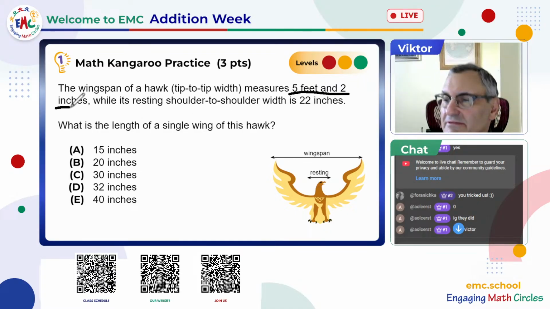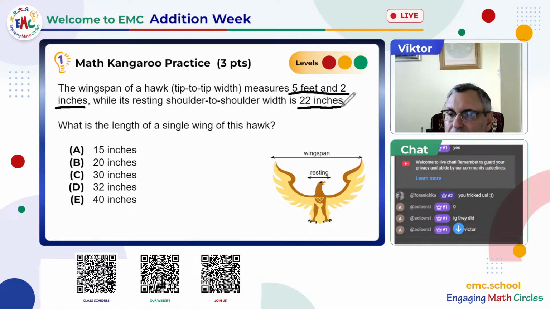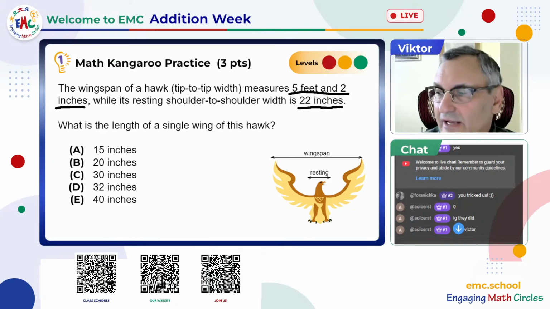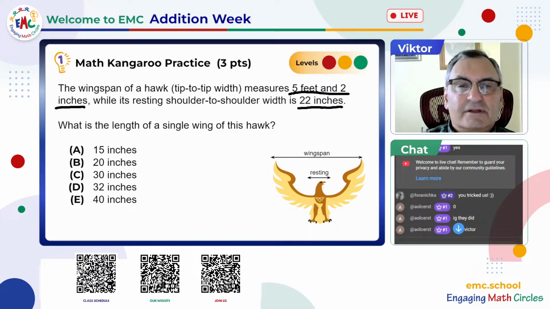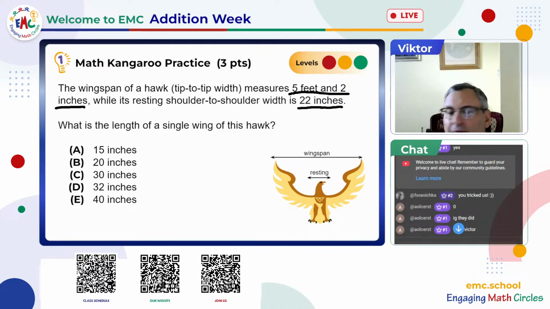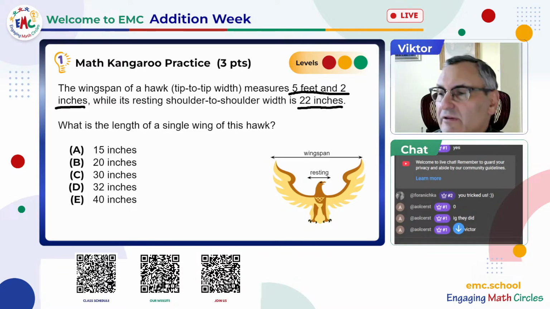Yeah. We have 5 feet and 2 inches versus 22 inches, so it's hard to compare and calculate. And guys, please consider that 5 feet and 2 inches. How tall are you, for example? I'm 5'10". So the wingspan of that bird is almost as tall as you. It's just like 8 inches. That's a huge wingspan, isn't it? That's a big bird. Yes, very big. And that bird can fly very fast too, due to that wingspan.